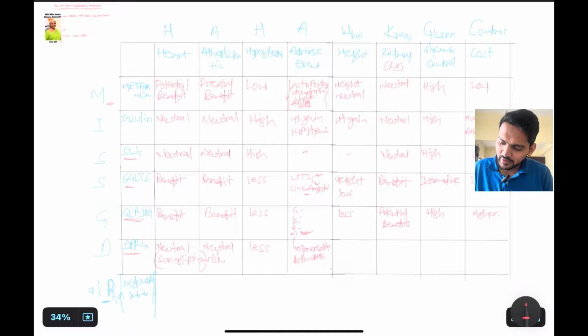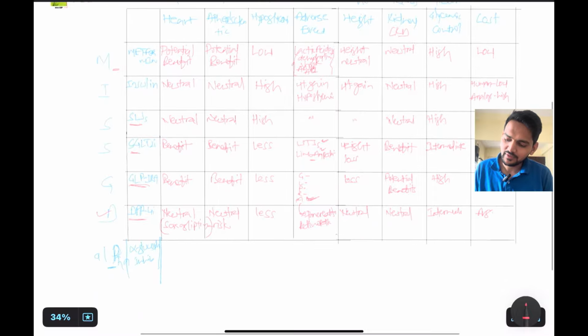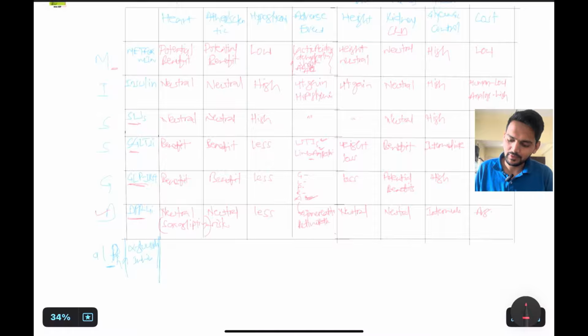Coming to weight, we can say that it has not much effect on weight loss. So it is neutral when it comes to weight according to the trials conducted on this group of drugs. CKD, again, no much help, neutral effects. Glycemic control is intermediate. Cost is average, like moderate cost we can consider. So this group will be beneficial when we consider them as add-on therapy, not the single agent. That point we have to remember.